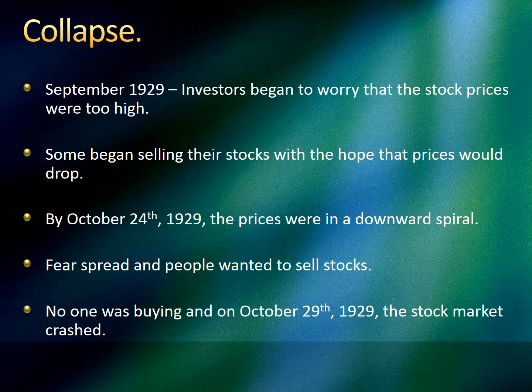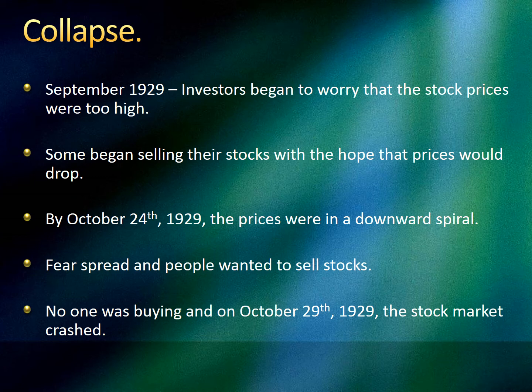So in September 1929, investors began to worry that the stock prices were becoming too high. Some began selling their stocks with the hope that prices would drop. By October 24th, 1929, the prices were in a downward spiral. So the stock market is slowly going into this kind of chaotic, downward spiral, okay? As people hear about this, they begin to become very fearful, and it spreads, and people begin to immediately want to sell their stocks, and many of them do.